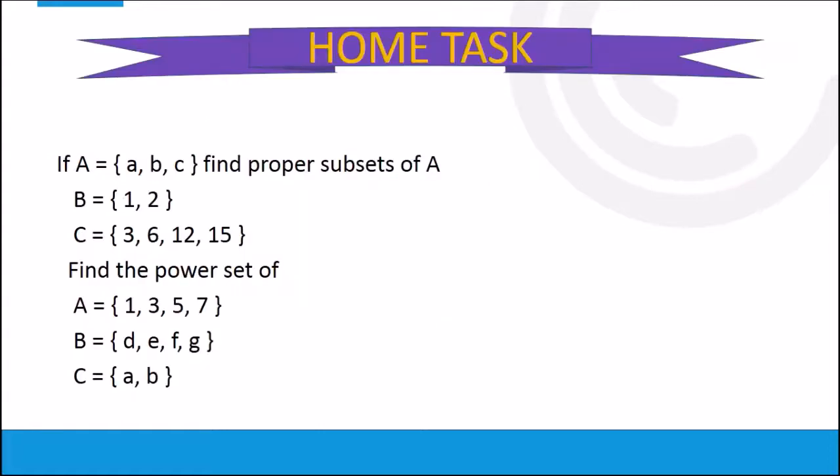Now the home task. If A is equal to {A, B, C}, find the proper subsets of A. Means here you will find the subsets. Then the second set is {1, 2, 3, 6, 12, 15}. Down below, question number 2: here you have to find the power sets. A is equal to {1, 3, 5, 7}, and D, E, F, G and A, B.